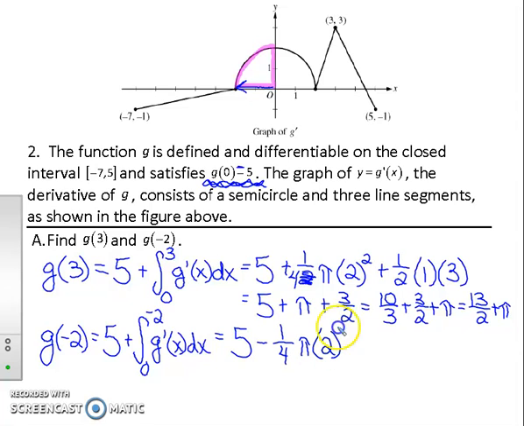1/4 pi r squared. So that value ends up being 5 minus pi. So this part was worth 3 points. You got 1 point for recognizing that you needed to incorporate that 5 in, and then you got 1 point for the correct answer for G of 3 and 1 point for the correct answer for G of negative 2.